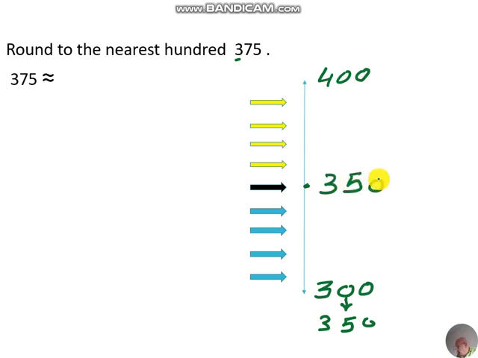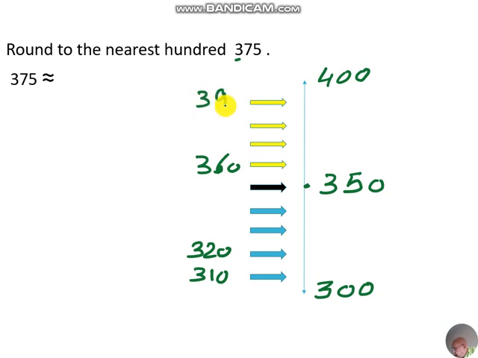350. Because the difference between 300 and 400 is 100, I go by 10. This one here becomes 310, the one above 320, and you keep going, 350, this one 360, and the last one here 390. Okay, he says 375. Where is the 375? This is 370 here, and 75 is here. 375 is here. This is above the midpoint. Above the midpoint means you round it to 400.